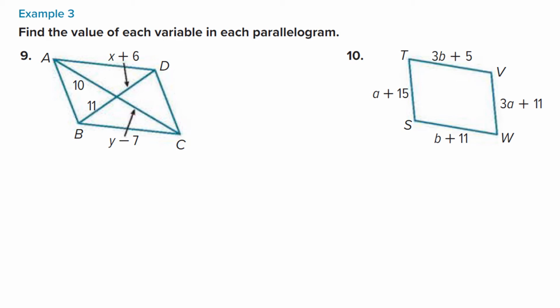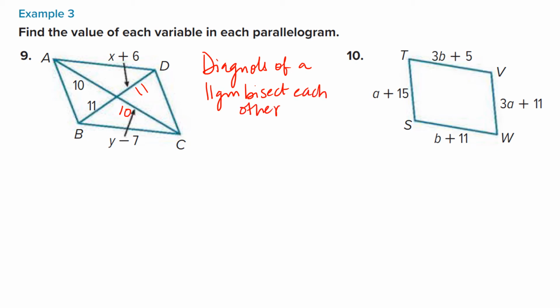Now, if you see carefully, this side is given 10, so this side would also be 10. This is 11, so this is 11. Which theorem have we used? We have used that diagonals of a parallelogram bisect each other. So when they bisect at this point, if I name it as P, then BP is equal to PD.